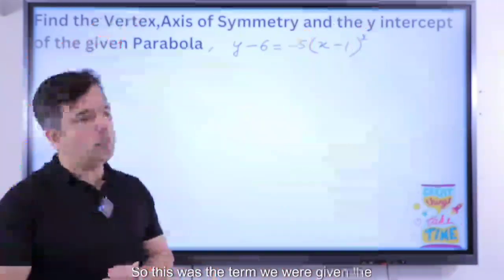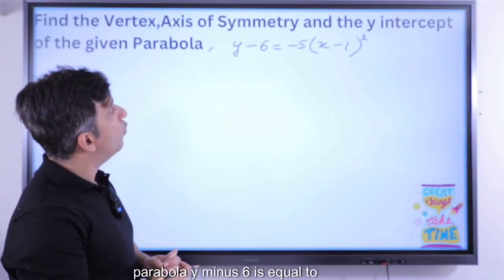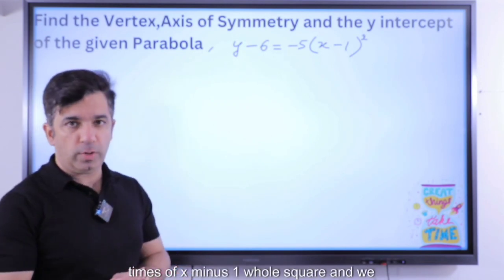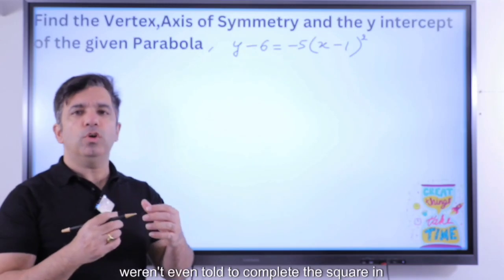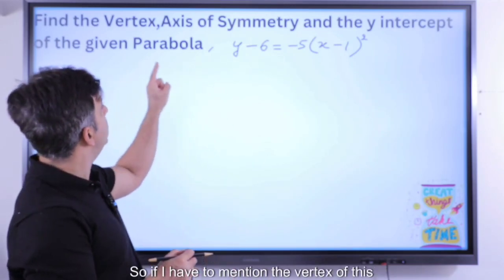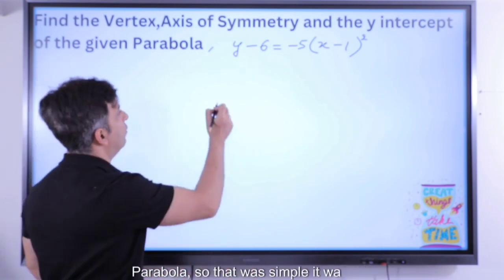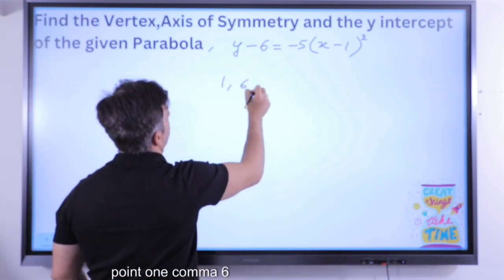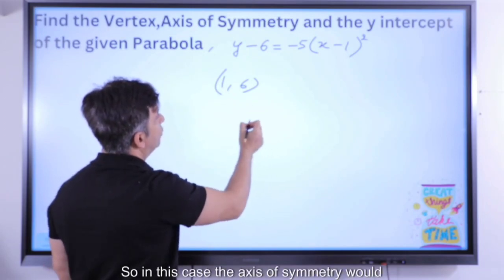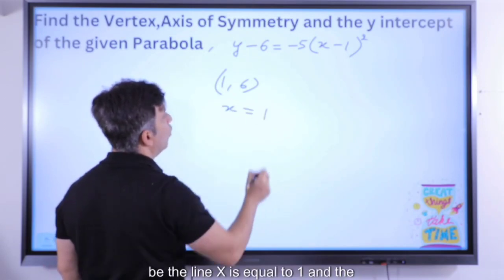So this was the term. We were given the parabola y minus 6 is equal to minus 5 times of x minus 1 whole square, and we weren't even told to complete the square in this question. So if I have to mention the vertex of this parabola, that was simple. It was the point 1, 6. We can directly judge this. So in this case, the axis of symmetry would be the line x is equal to 1.